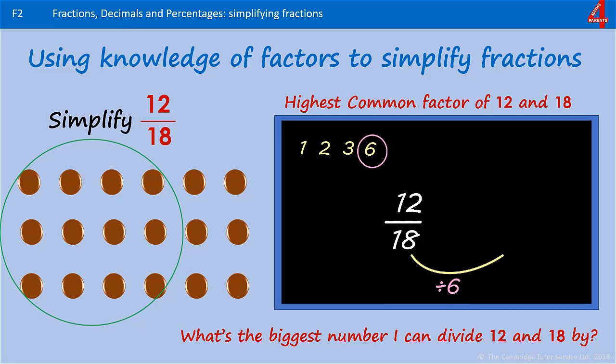So we can divide both numbers by 6. 18 divided by 6, that's 3. 12 divided by 6, that's 2. And you can see that 2/3 can't be simplified any further. 12/18ths is the same as 2/3.